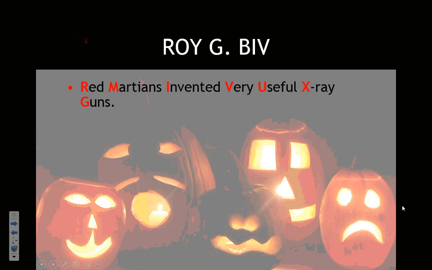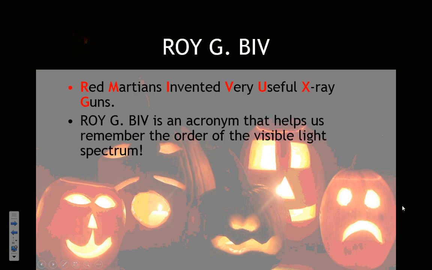Well, how do we remember the electromagnetic spectrum? One way would be to use an acronym kind of like ROYGBIV. And this one is: Red Martians Invented Very Useful X-ray Guns. So red would be radio, and then microwave, and then infrared, and then visible, ultraviolet, X-ray, and then finally gamma ray. So this is an acronym kind of like ROYGBIV that can help you remember the electromagnetic spectrum in order of increasing frequency and energy, because you may see a question on the test related to this. Hint: you will see a question related to this.